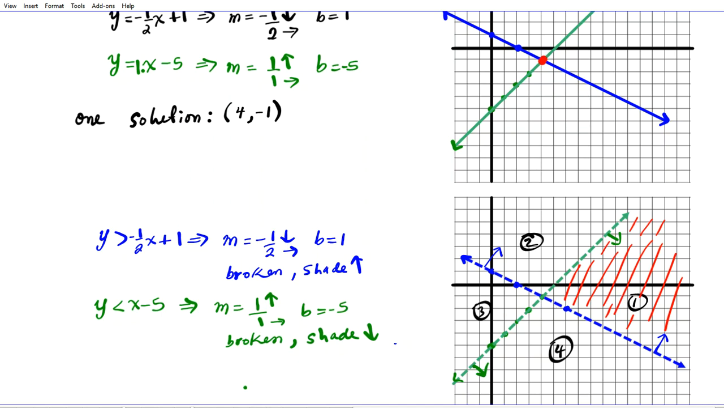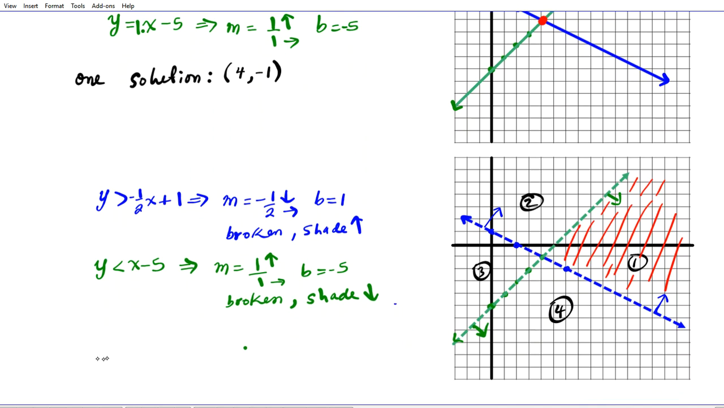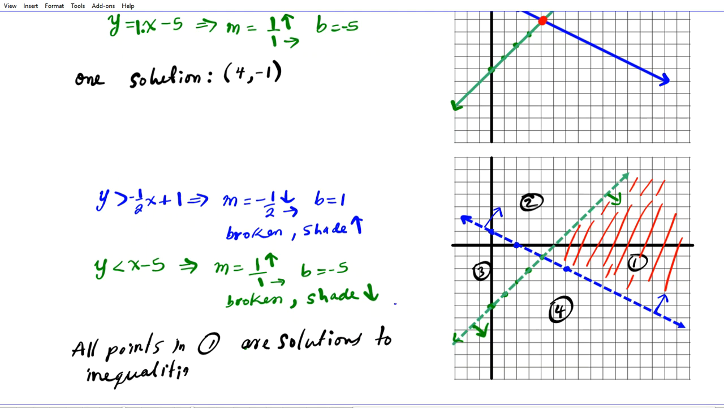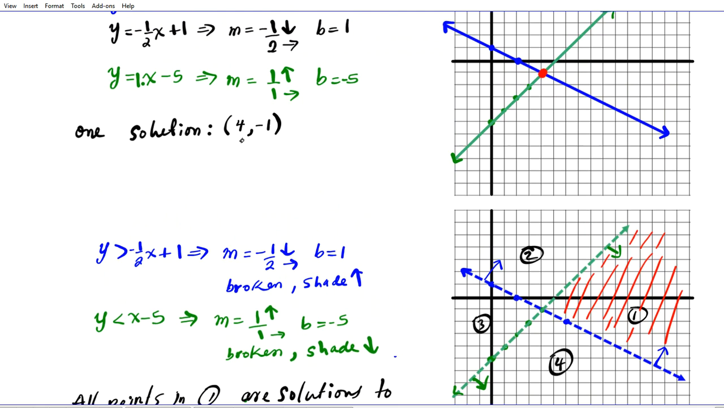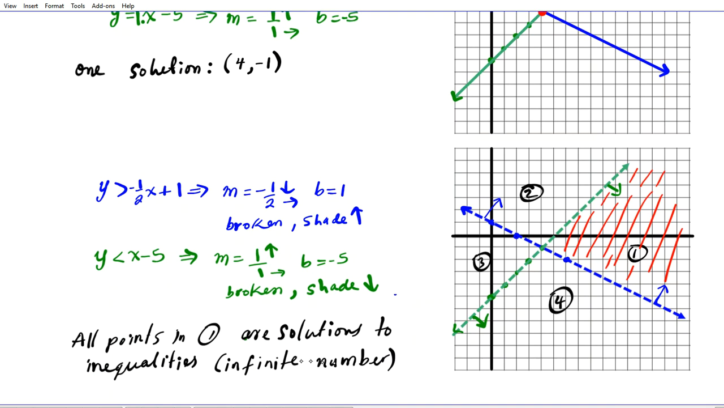So, let's write it down. All points in 1 are solutions to the inequality. So the question now is, how many points are there? There are an infinite number of points on this plane right here. How does this compare with our answer for the system of linear equations? The linear equations had just 1 point that satisfied both equations. You have just one solution there, and for the linear inequalities, you have an infinite number of solutions.